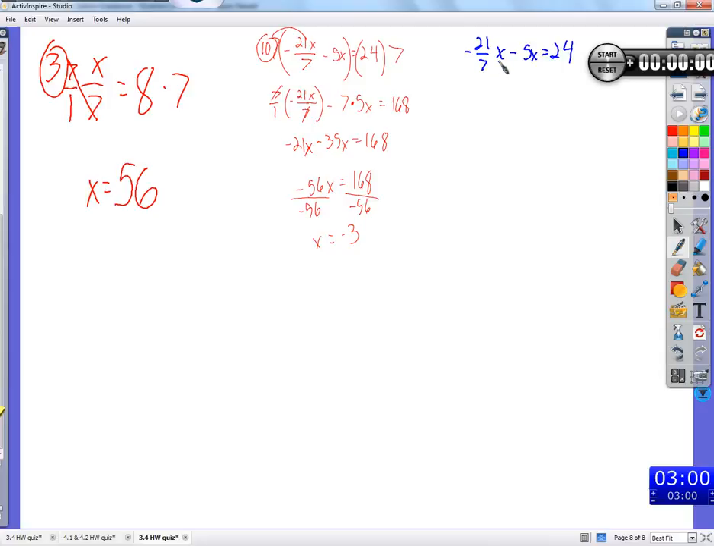Is negative 21 sevenths times x the same as negative 21x over 7? If we multiply 21 over 7 by x, is it x over 1? So if we multiply straight across, we'll get negative 21 times x is negative 21x over 7 times 1, that's 7. The same, yeah? Well, what's 21 over 7? So we got negative 3, negative 8.